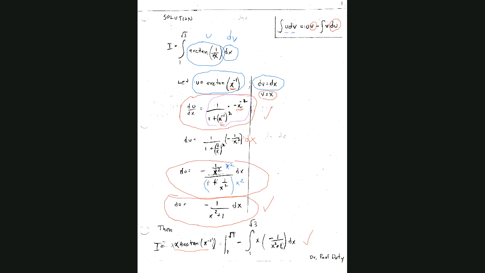And the limits don't change. When you do a substitution with a definite integral, the limits change, but not with integration by parts. The limits do not change because you're not doing a substitution. Okay, let me know, are there any questions on up to this step here?